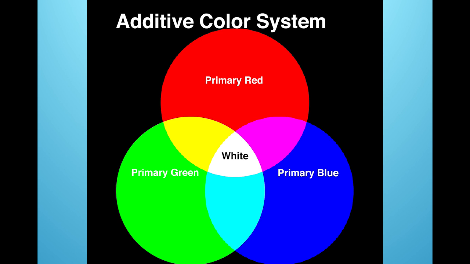And the secondary colors are cyan, yellow, and magenta. These are the colors that are created by adding together the two adjacent colors. So red and green make yellow. Red and blue make magenta. Green and blue make cyan. Added all together, they all make white, because this is an adding of lights.